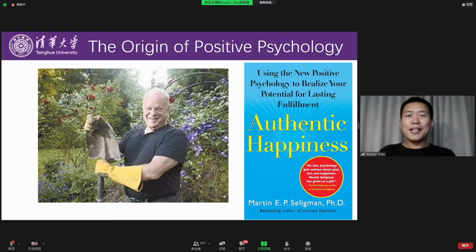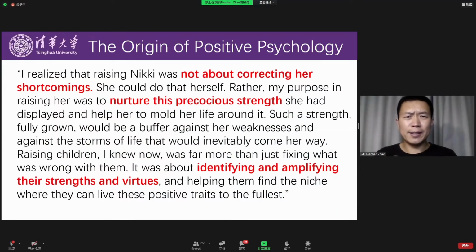So Marty Seligman was shocked. First of all, he realized he was not a good daddy, right? He was so bad-tempered, a grump, who often had an ill temper. But more importantly, as he wrote in the Authentic Happiness book, he realized that raising Nikki, and actually any child, is not about correcting her shortcomings. I will read the whole part because it's very important. She could do that herself. Rather, my purpose in raising her was to nurture this precocious strength she had displayed and help her to mold her life around it.